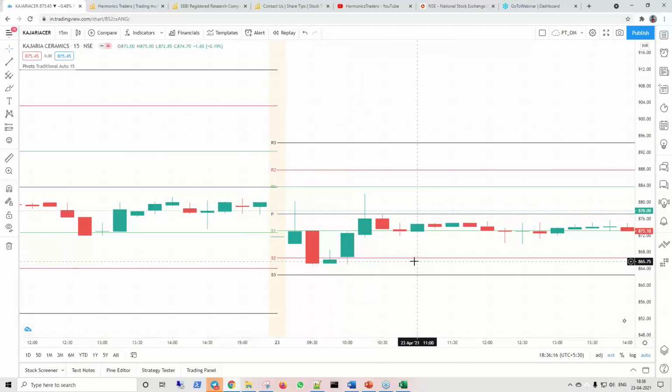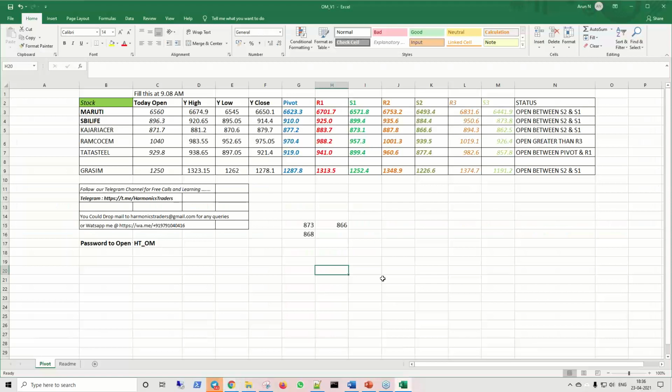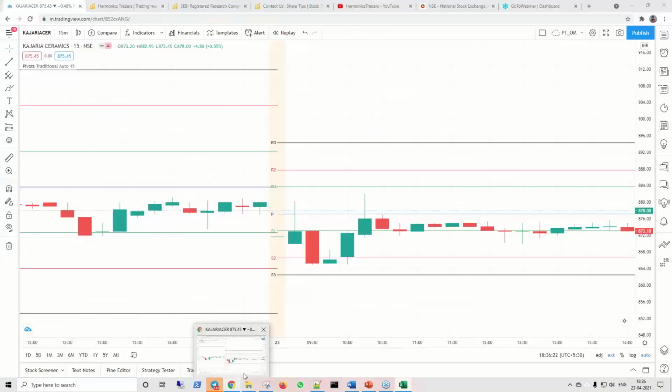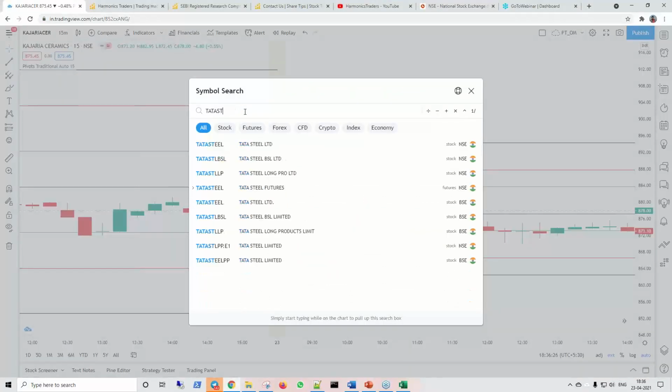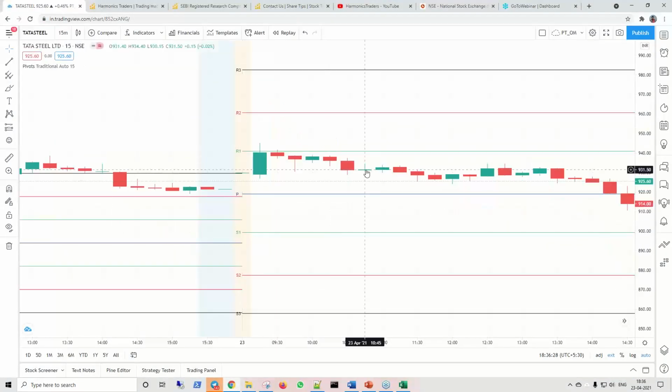It's about Kajaria. See, Tata Steel. Okay, you can shoot your queries. Okay, this one here.